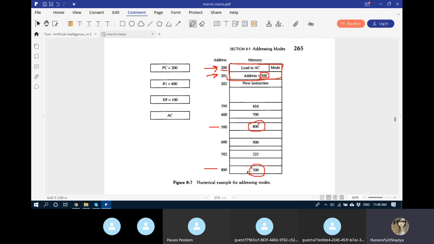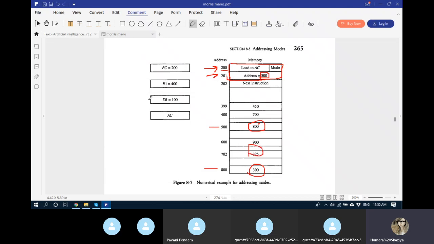Then relative address means you add the contents of register 1, whatever value is there in register 1, to get the address. So in register 1 you have 400, and 400 is added to the address part of the instruction. It should be 900 actually, but it is showing 702. Contents of AC is 325.